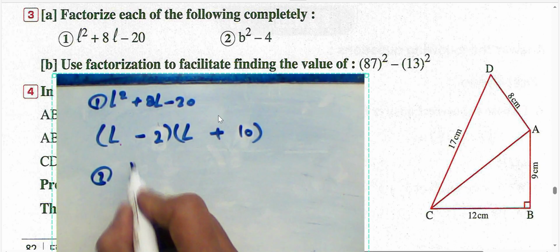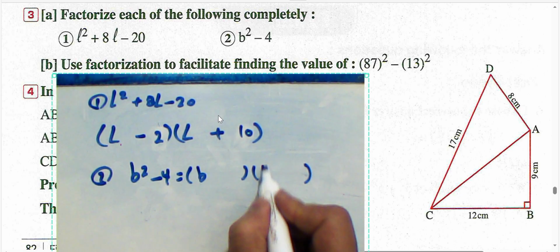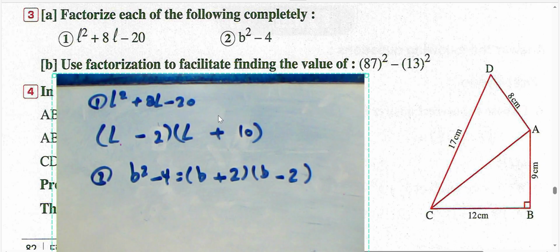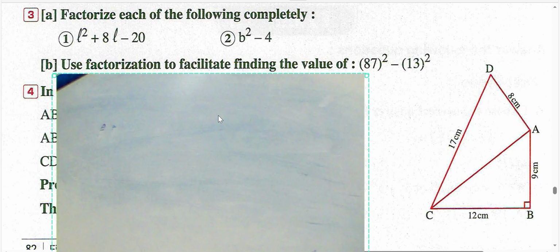Next question, number 2: b power 2 subtract 4. We have the difference between two squares. Square root of the first times the second: 2 and 2, negative and positive. Factorizing this expression.